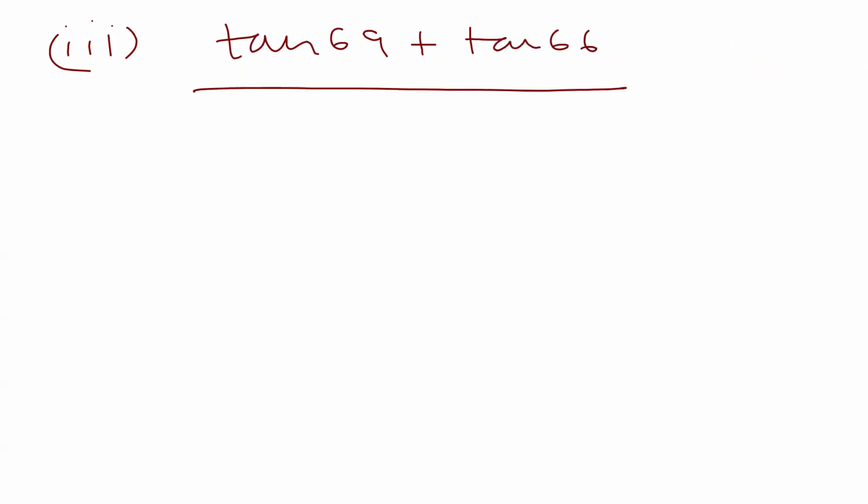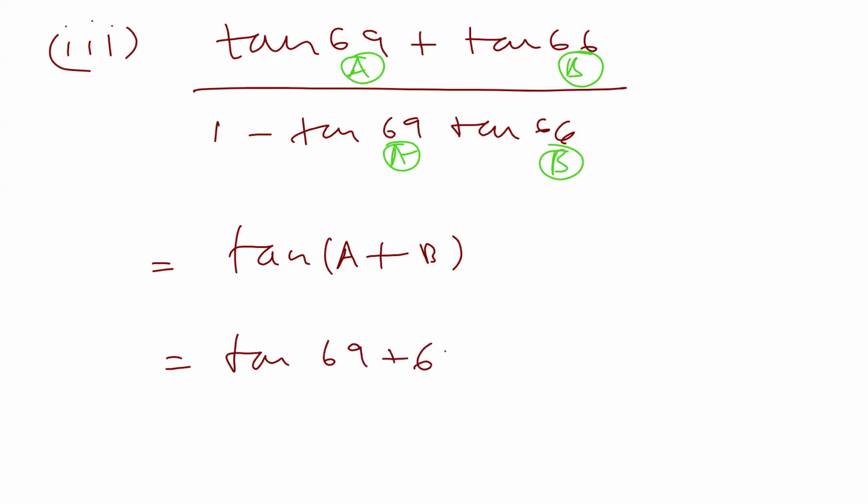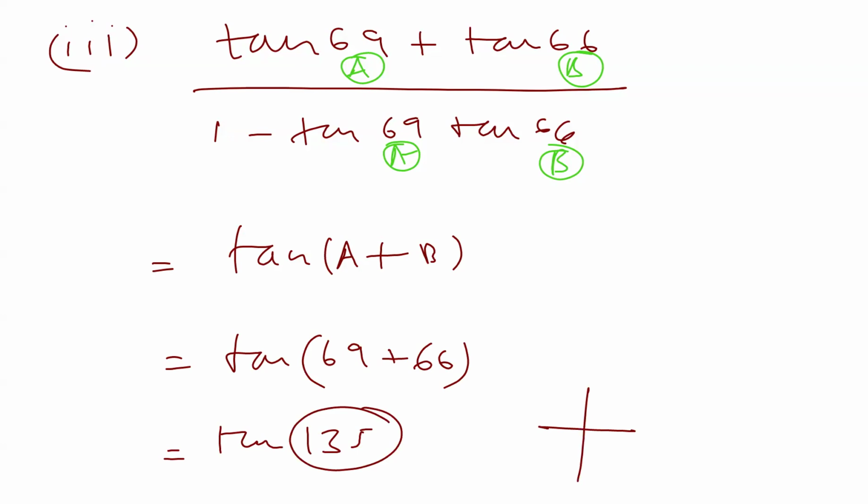Third, tan 69, tan 66. Okay, this is the question. So this is A, this is B, this is A, and this is B. So tan A plus tan B upon 1 minus tan A tan B is tan A plus B. Tan 69 plus 66, which is equal to tan 135. Now you can do the divide by 90 method and solve this problem.